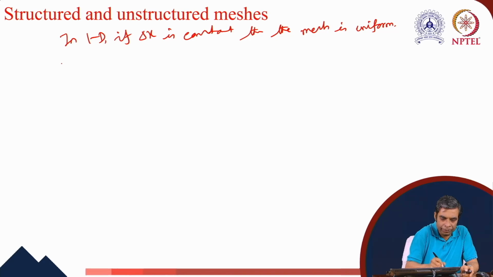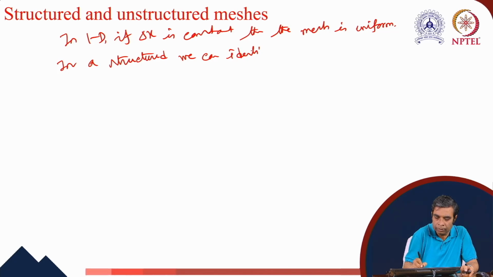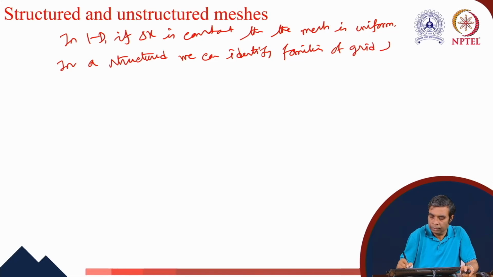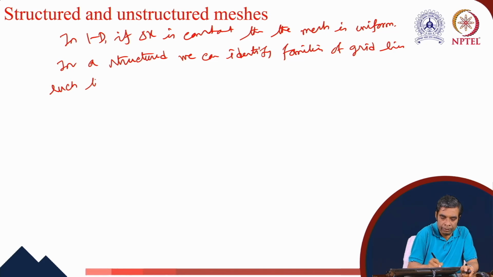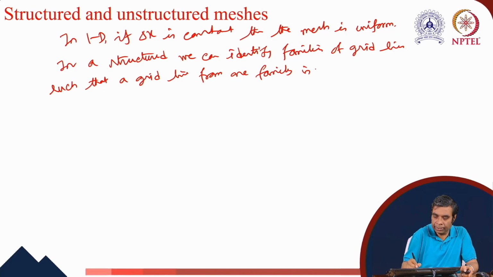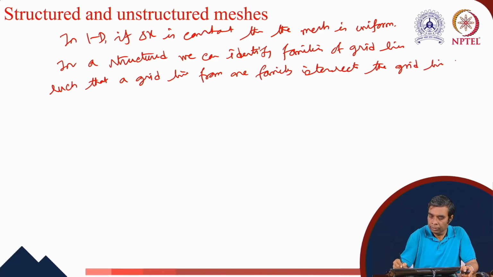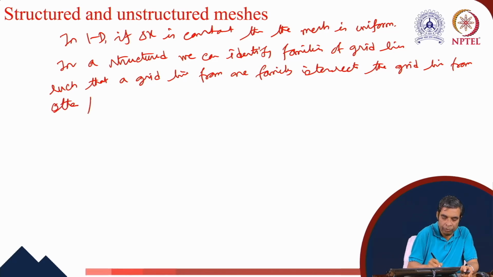So in more detail, in a structured mesh, we can identify families of grid lines such that a grid line from one family intersects the grid line from the other family only once.